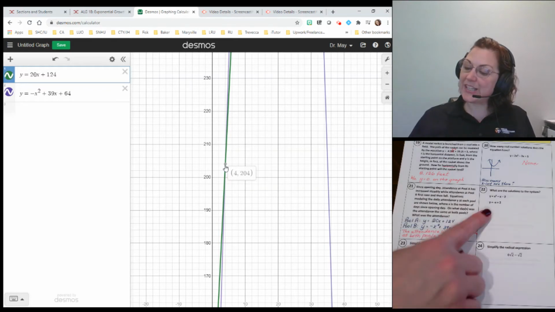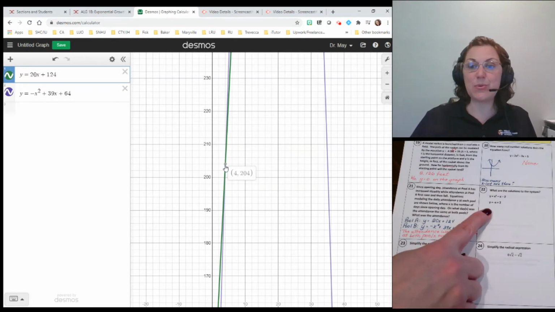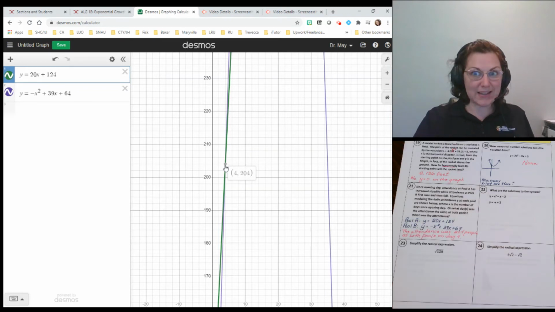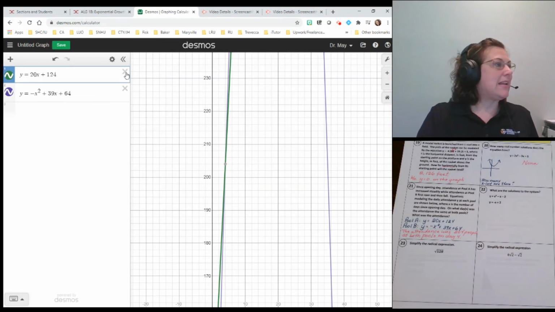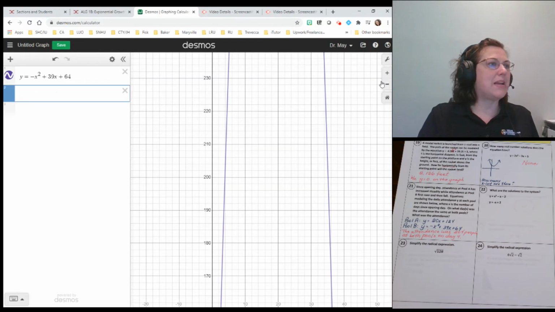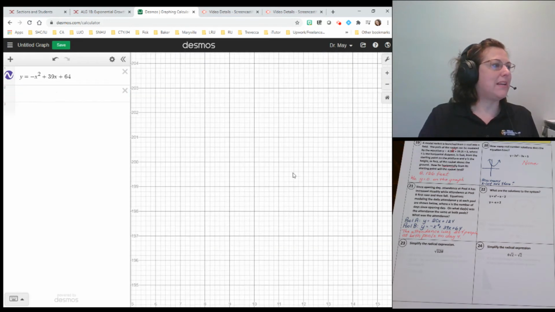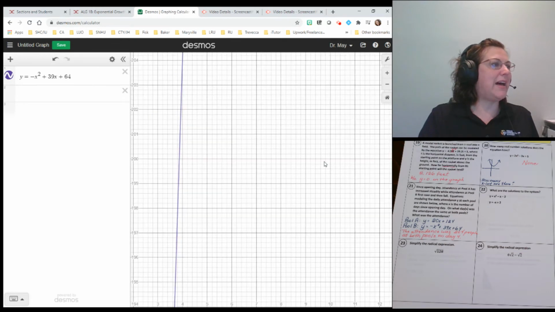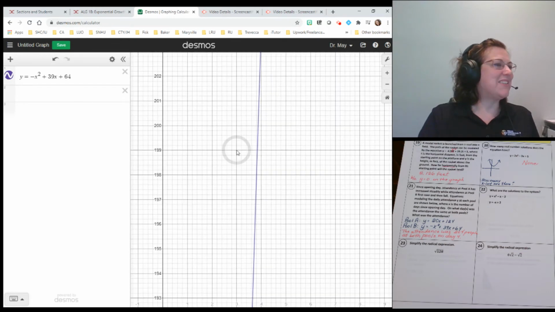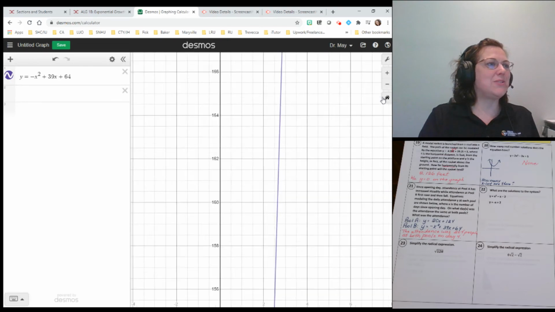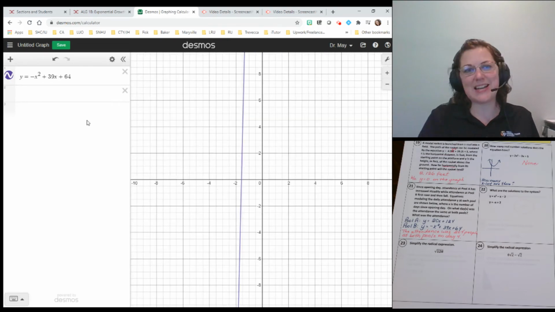All right, let's look at problem 22. We're looking for the solutions again here. So I'm going to stay on Desmos and let me clear out a little bit. I'm going to zoom back in and get back over here. There's my y-axis. Oh, and let's just use that home button. That's so much nicer, isn't it?